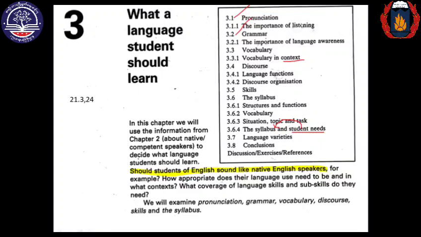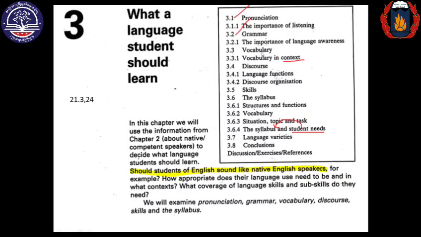Importance of listening. Why is listening important? If we listen, what can we get? We can speak correctly. If you listen to native speakers, we can get correct pronunciation. Language input is important. If we have language input, we can get the language output. What about grammar? Grammar is also important.